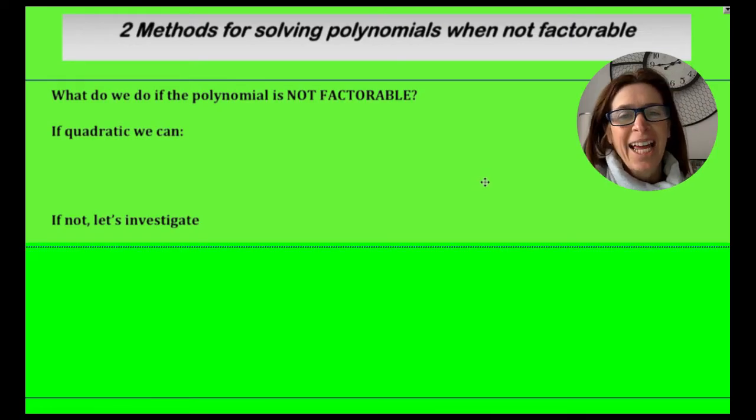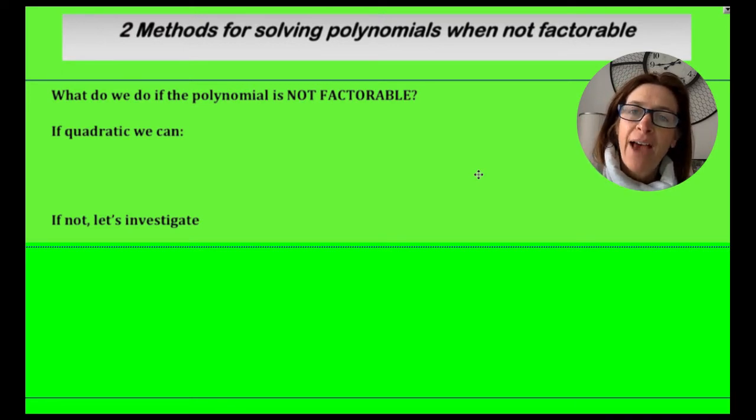It's Coach Fred here, and today we're going to be talking more about polynomials. And how can we deal with polynomials or solve polynomials if they're not factorable? So what do we do if a polynomial is not factorable? And that's going to happen.